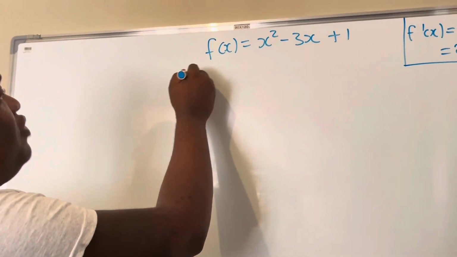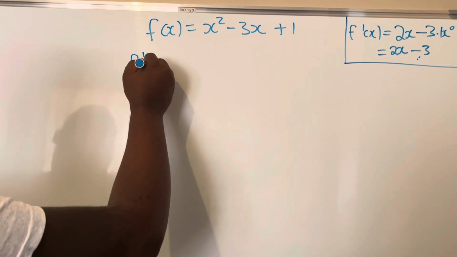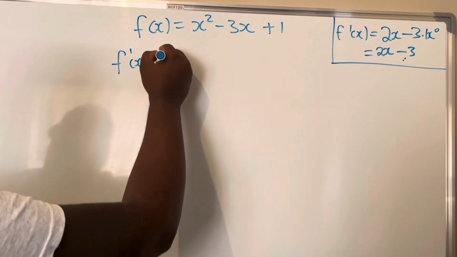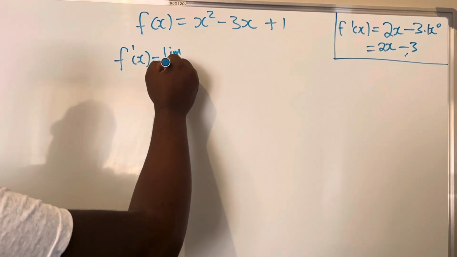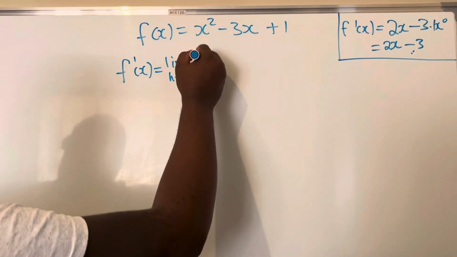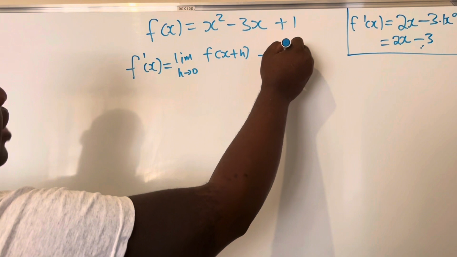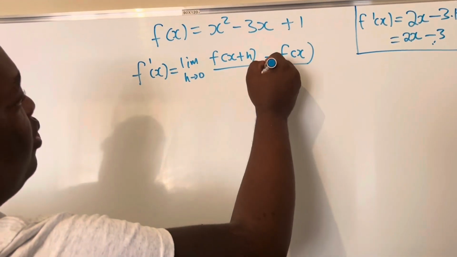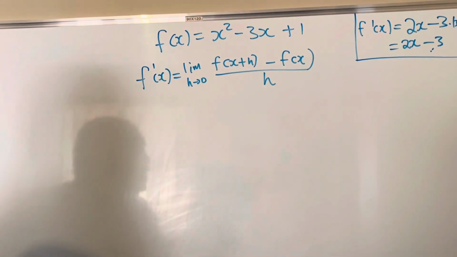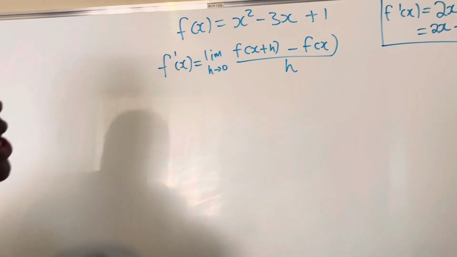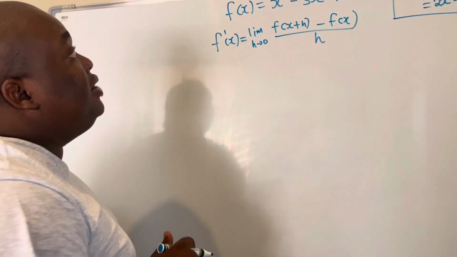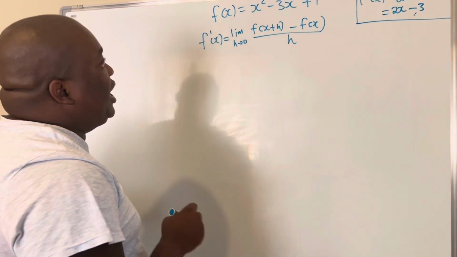So, the formula for the first principle is given by the limit as h approaches 0 of f of x plus h minus f of x all over h. So this is the formula that you apply. Whenever you do the first principle, this is the formula that you apply.